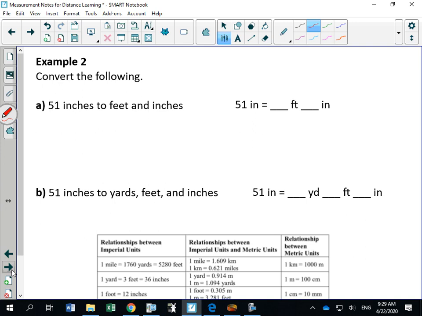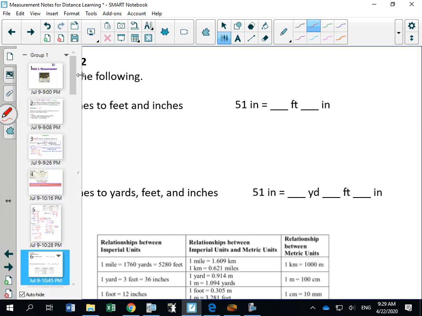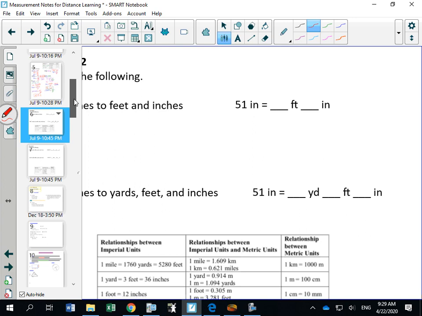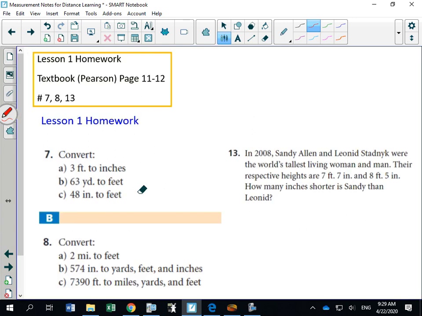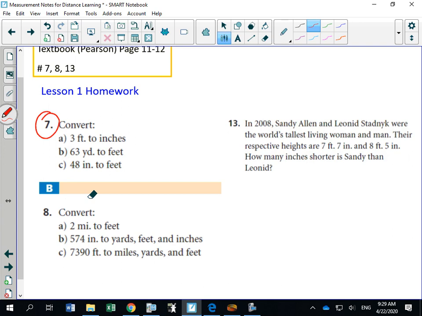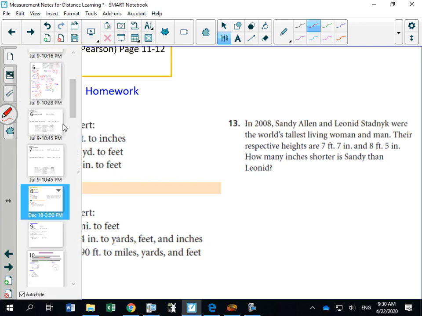Okay, so after that, what I think would probably be best is for you to pause this and do number 7. Okay, so 3 quick conversions here. So you want to do number 7, convert 3 feet to inches, 63 yards to feet, and 48 inches to feet. Get that done as practice. And you want to do 8A. Okay, when you're done that, then you could go back, because now I'm going to introduce you to more converting, and I'll do that in the same video, more converting, but it's going to be a different type of converting.